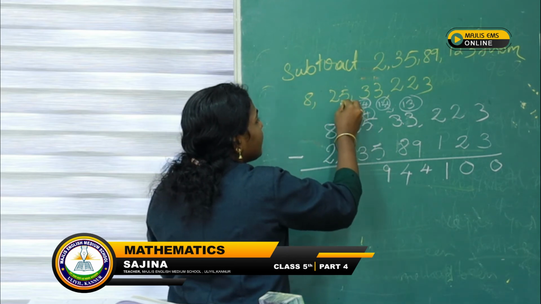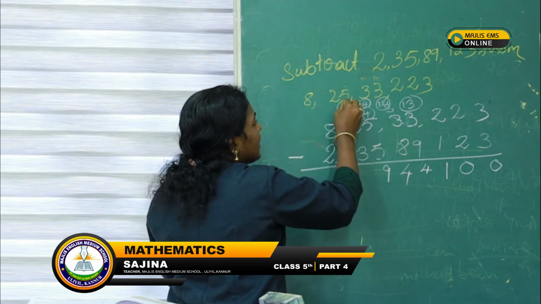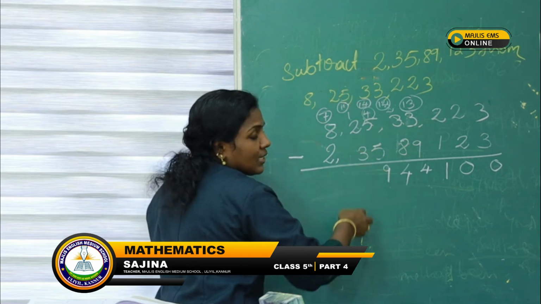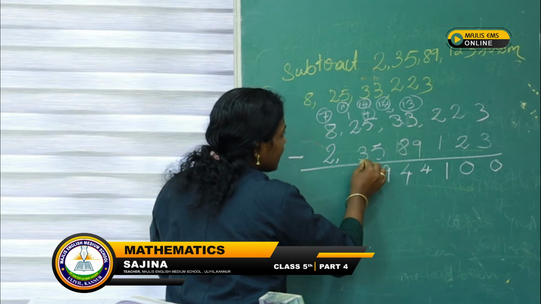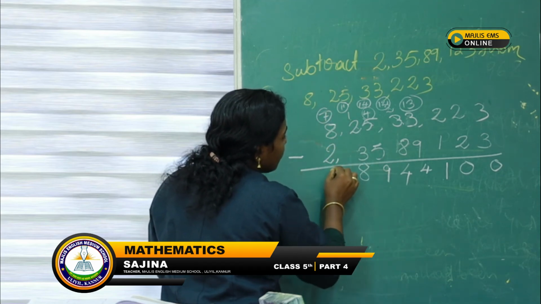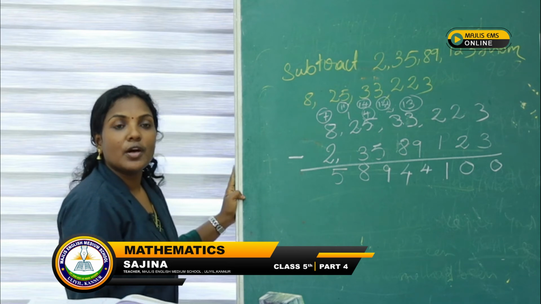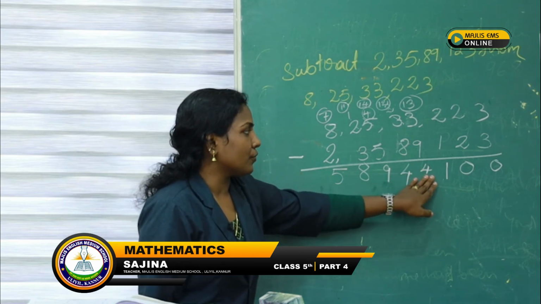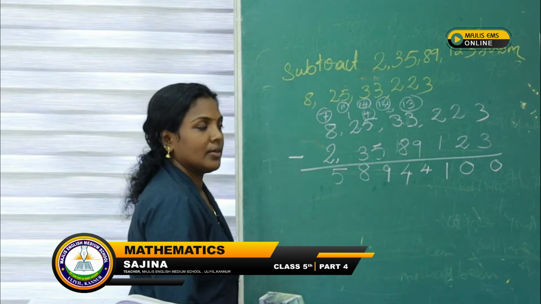Here is 1. Is 1 minus 3 possible? No, therefore we take 1 from here. Therefore, here is 11 and here is 7. 11 minus 3 is equal to 8. 7 minus 2 is equal to 5. Therefore, our answer is 5 crore 89 lakh 44,100. Okay.